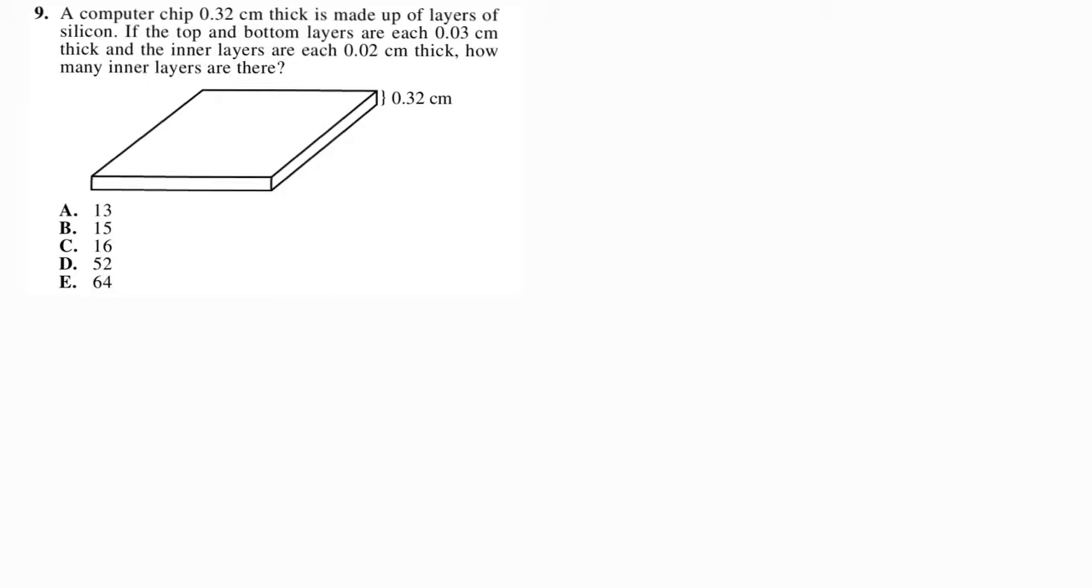Question 9. A computer chip 0.32 centimeters thick is made up of layers of silicone. If the top and bottom layers are each 0.03 centimeters thick and the inner layers are each 0.02 centimeters thick, how many inner layers are there? Okay, so I'm going to make the distinction here between the outer layers and the inner layers.